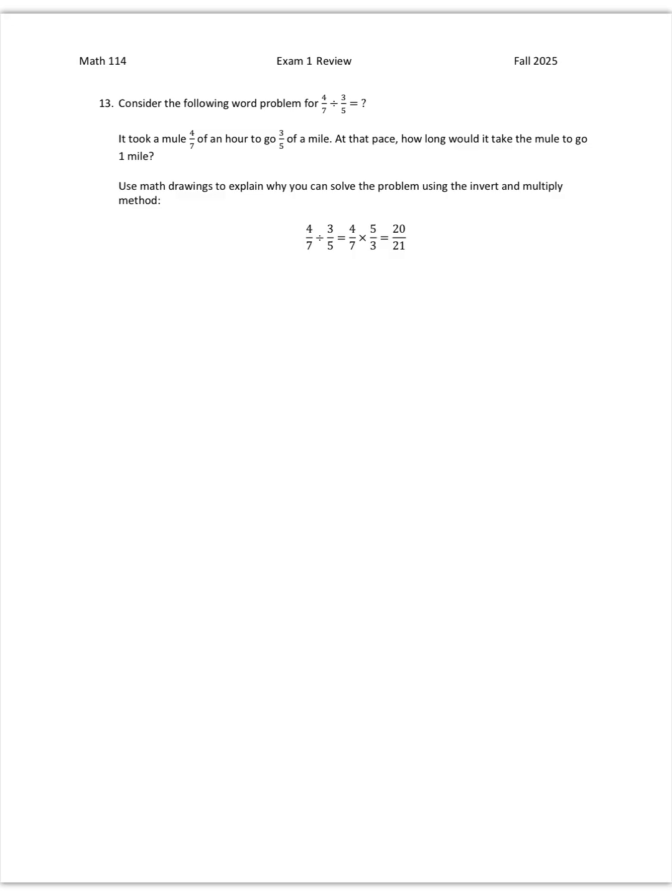Okay, so I'm going to make a diagram that represents 1 full mile, because that's the question, right? How long would it take to go 1 full mile? Okay, so this mule only went 3/5 of a mile, so I'm going to break this into fifths. So I took my mile, broke it into fifths, and 3 of those fifths took 4/7 of an hour. So let's shade 3 of them. Okay, we're saying 3 of these fifths.